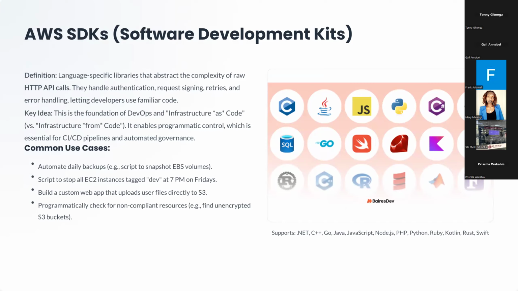Common uses for SDKs are automated daily backups, for example, a script to snapshot EBS volumes, or a script to stop all EC2 instances tagged by dev at 7 p.m. every Friday. Another use case is to build a custom web app that uploads user files directly to S3, or programmatically checks for non-compliant resources.